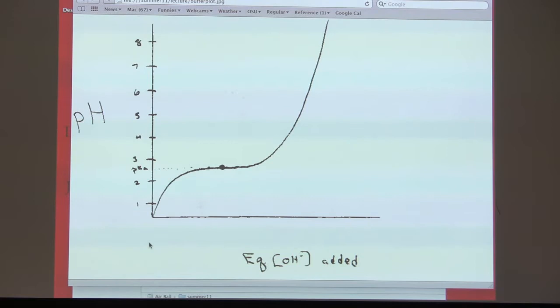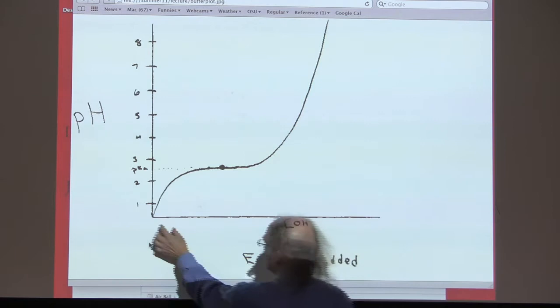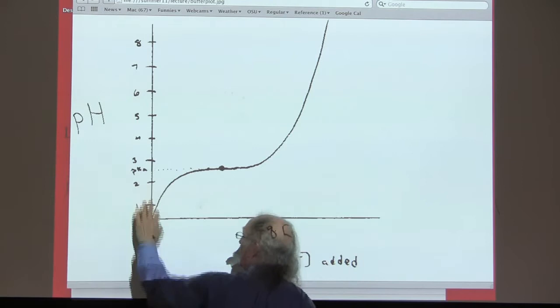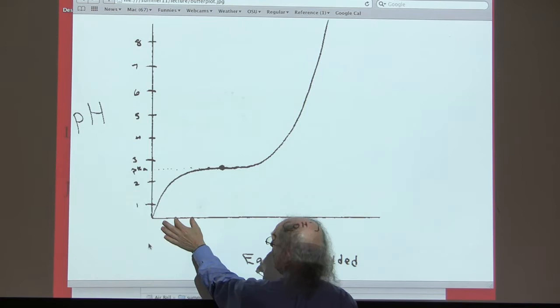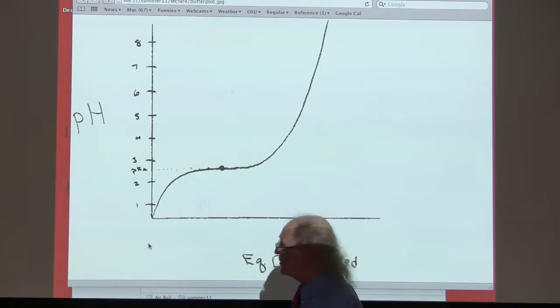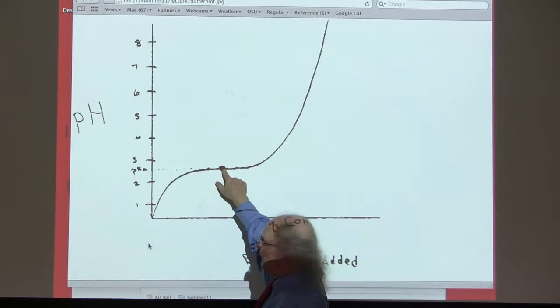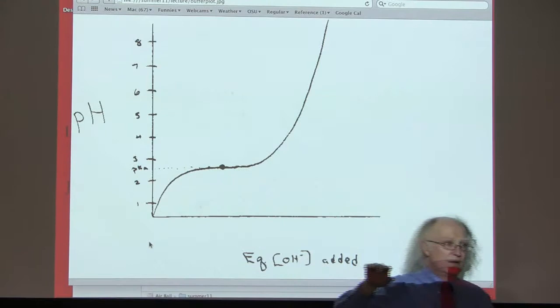What does a buffering range mean? You can actually see it on the graph. Look at this. I added this much OH, and I went up more than a pH unit. If I add that same amount over here, how much do I go up? Less than a pH unit. The closer I get to here, the more the curve flattens, meaning the pH is not going up as rapidly in this region as it was in this region. The buffer is resisting the pH change within a pH unit of the pKa.